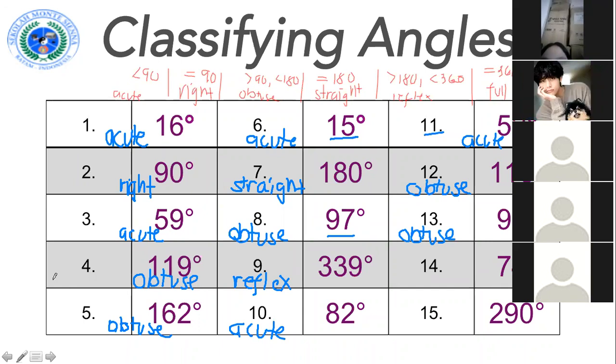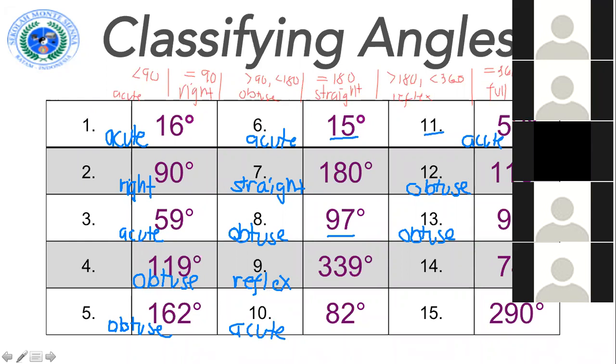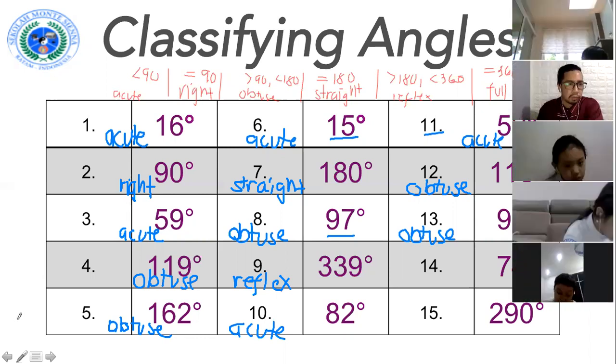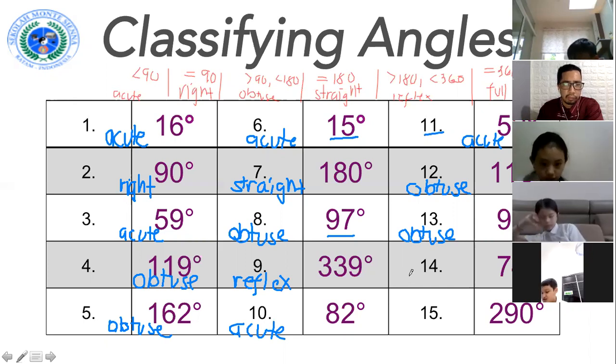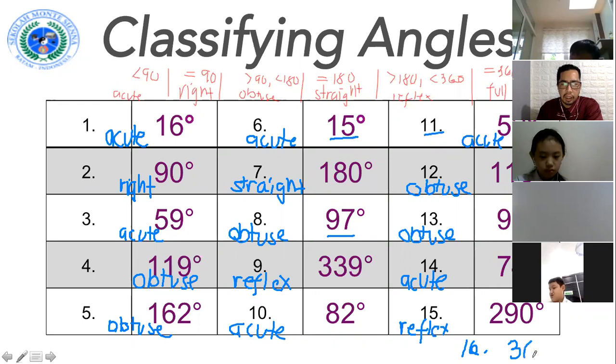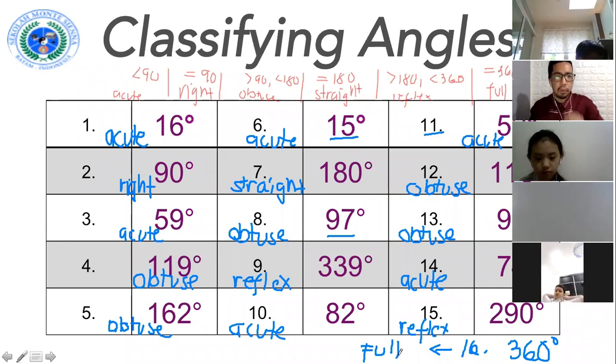Lionel, 14. Nicole? Okay, 15, Dira. 15 is going to be a reflex. Suppose I add another number, let's say number 16. The angle is 360. What kind of angle is it? Number 16? It's full. The answer is full. Full circle, but we say it's a full angle.